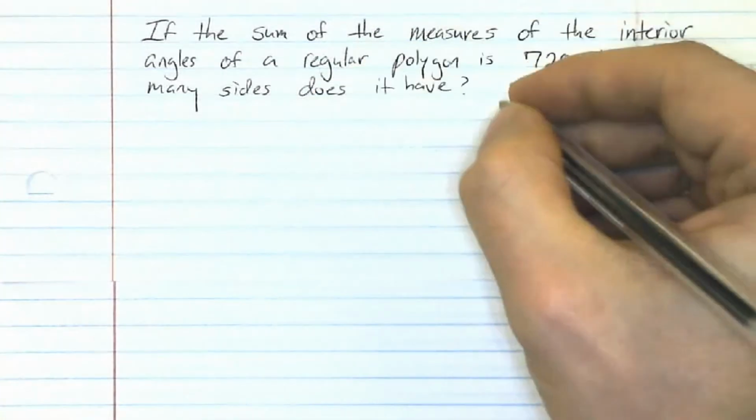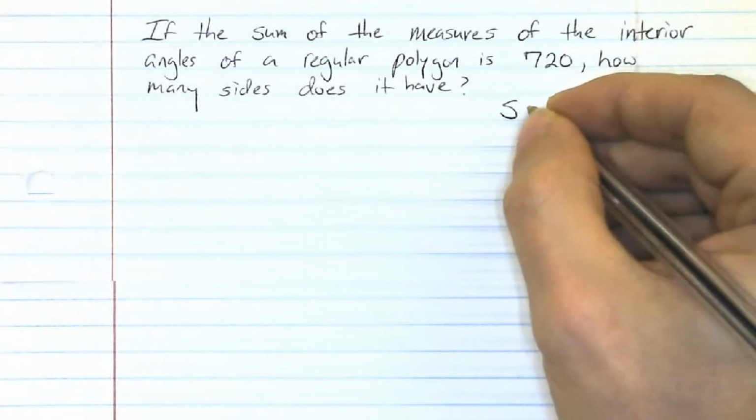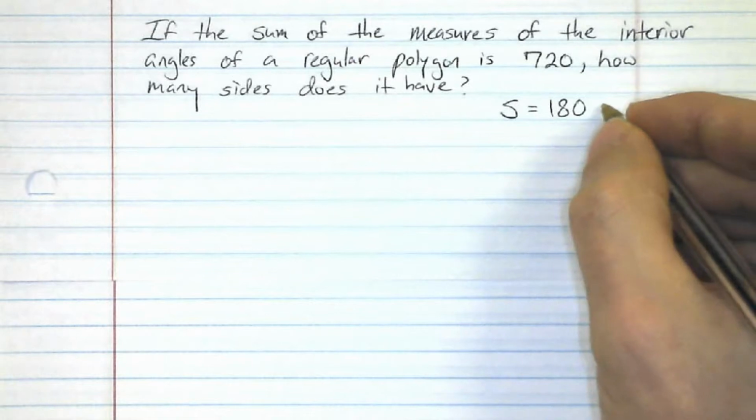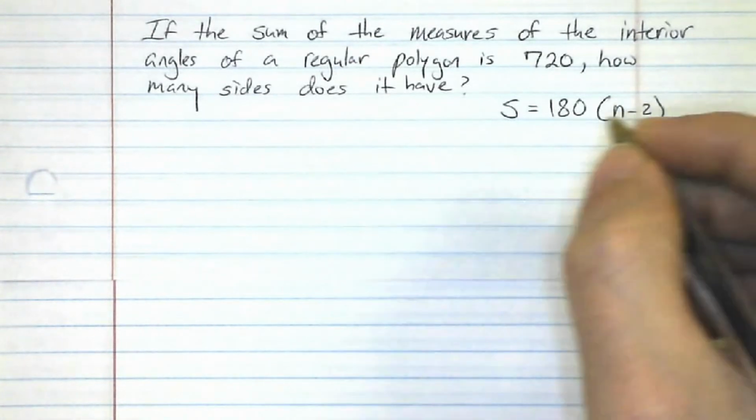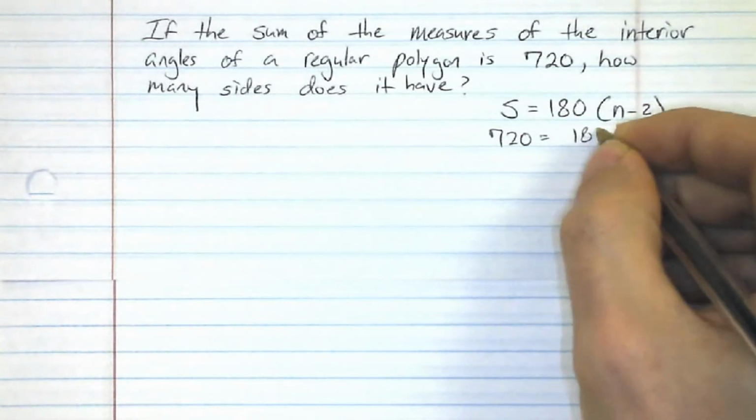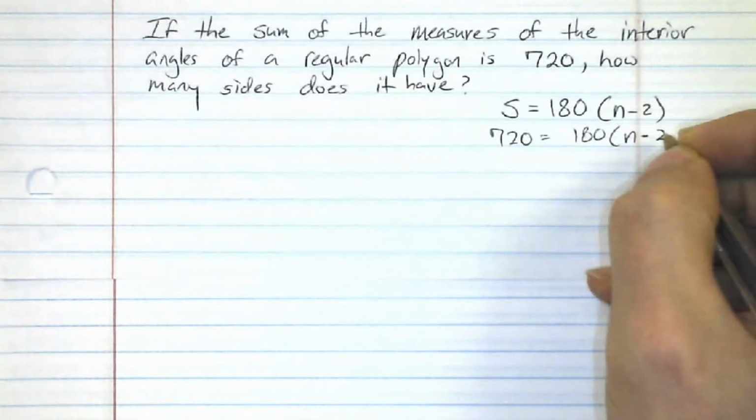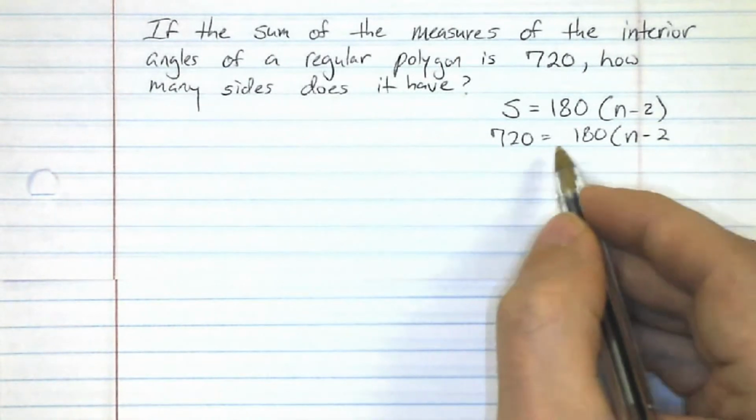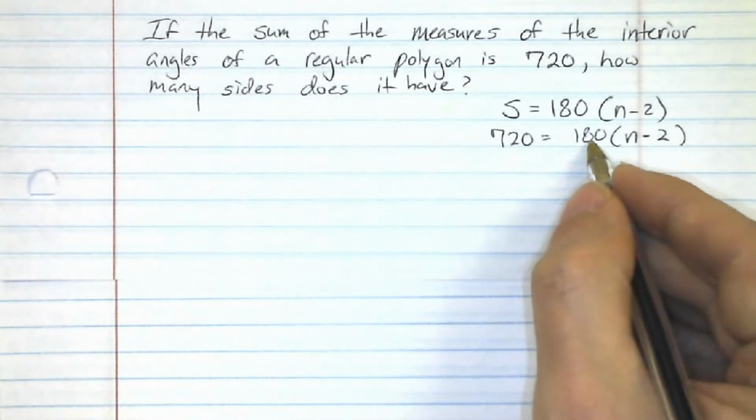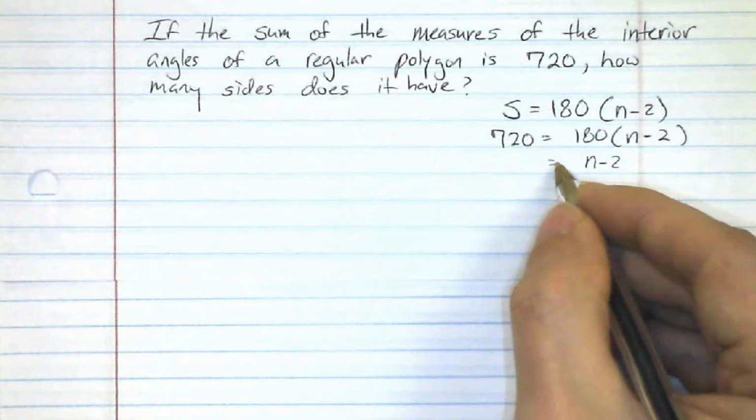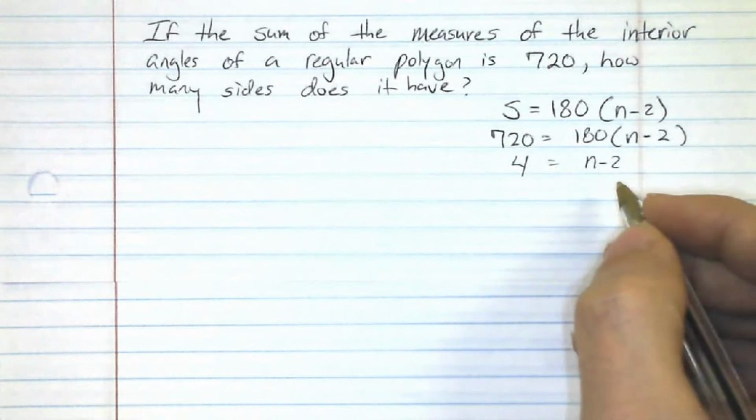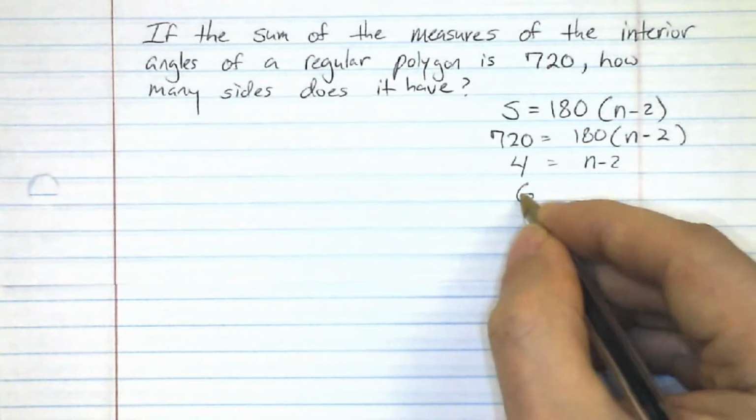Okay, so the equation we have is that the sum of all of the angles equals 180 times n minus 2. Well, in this case, we're actually told that the sum is 720. So we have 720 equals 180 times n minus 2. And we divide 180 on both sides. It would cancel here, leaving n minus 2. On this side, 720 divided by 180 is going to equal 4. Now I add 2 to both sides, and I end up with n equals 6.